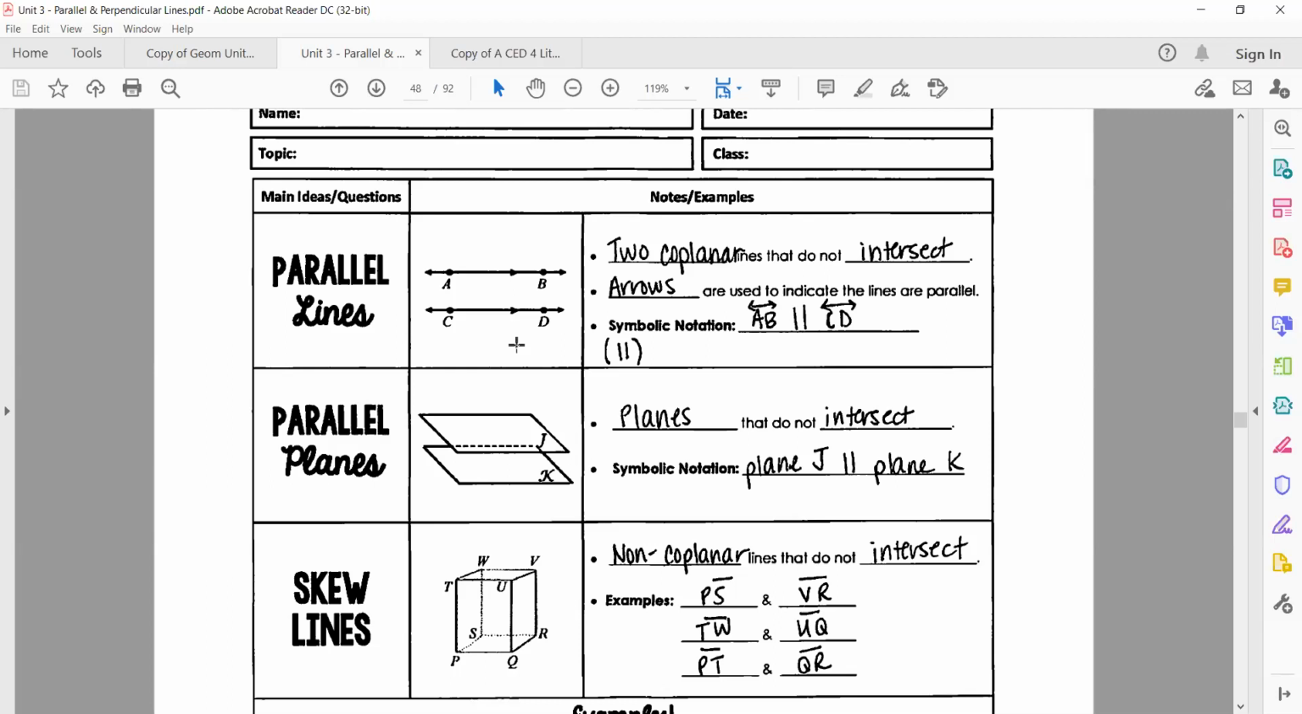Parallel planes, very similar. There's no points shown on either of these planes, but if you remember from the definitions, we can use this script or stylized capital letter, fancy J and the fancy K, to indicate those are planes J and K. Remember the dash lines, that's part of something that's not visible. You can't see through whatever's on top of it, so it's representing that's underneath still. They're trying to show three-dimensional concepts in two dimensions.